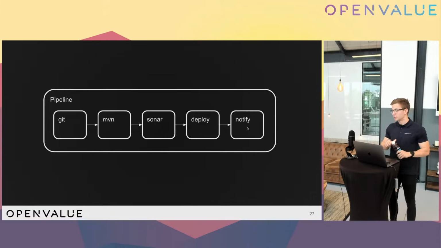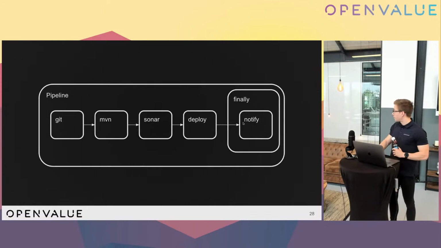or the build succeeded. And if you look at this, for example, if the deployment fails, you won't get notified in this scenario. So they came up with something like a finally block, where if anything happens during the pipeline, whatever is defined in finally gets executed as well.